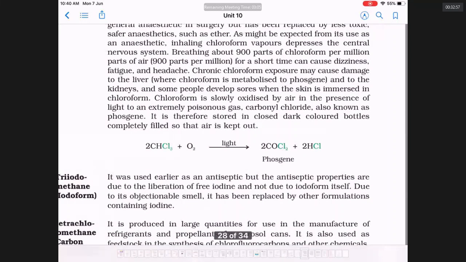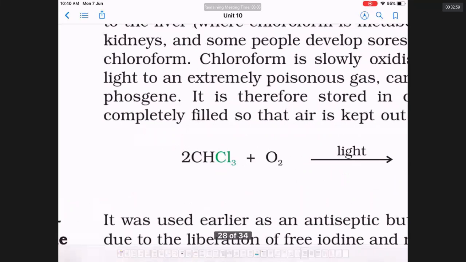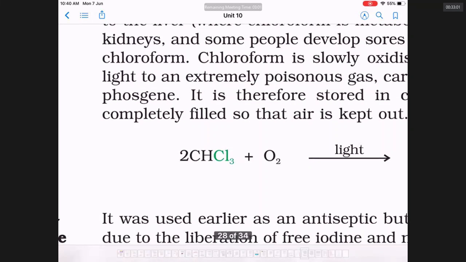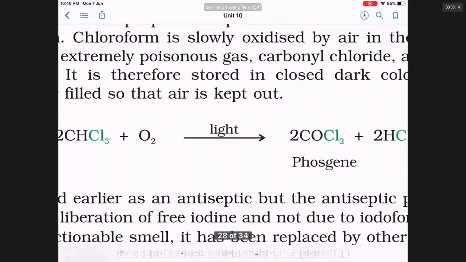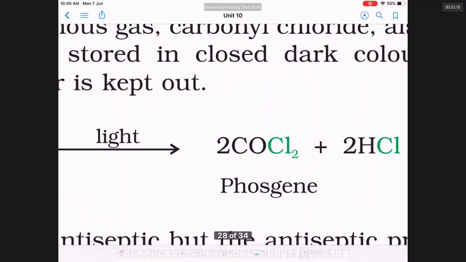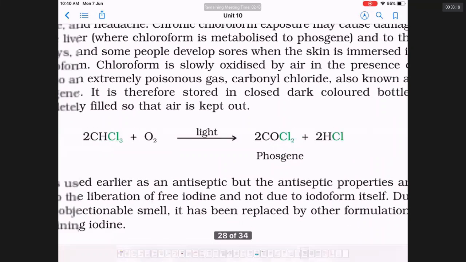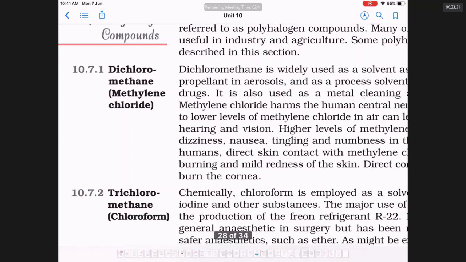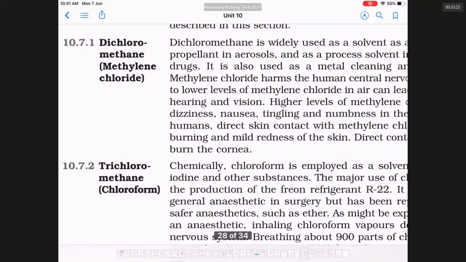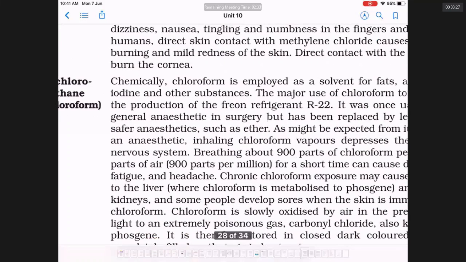What is the common expected impurity of chloroform? Chloroform is expected to form an impurity called COCl2, phosgene. It's a big problem. If you want to destroy this particular phosgene COCl2, you have to add ethyl alcohol. We have seen it in the previous class. Methylene chloride is used as a solvent. Of all these, chloroform is very, very important.